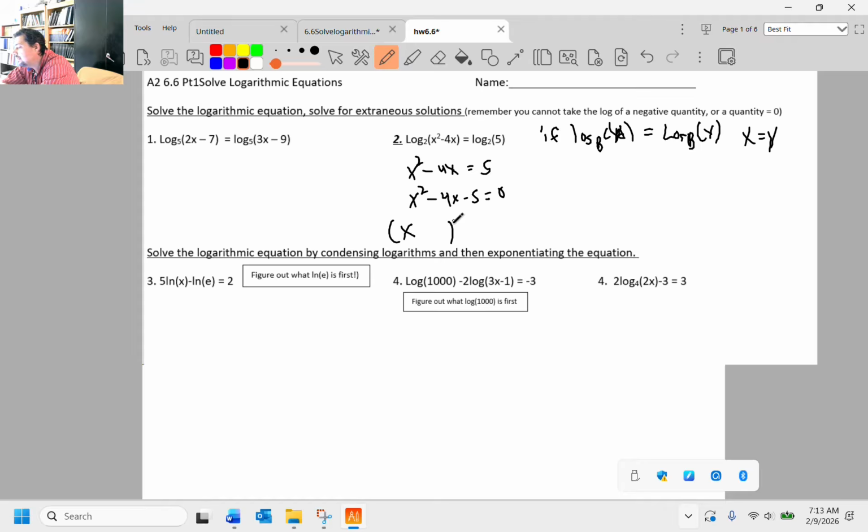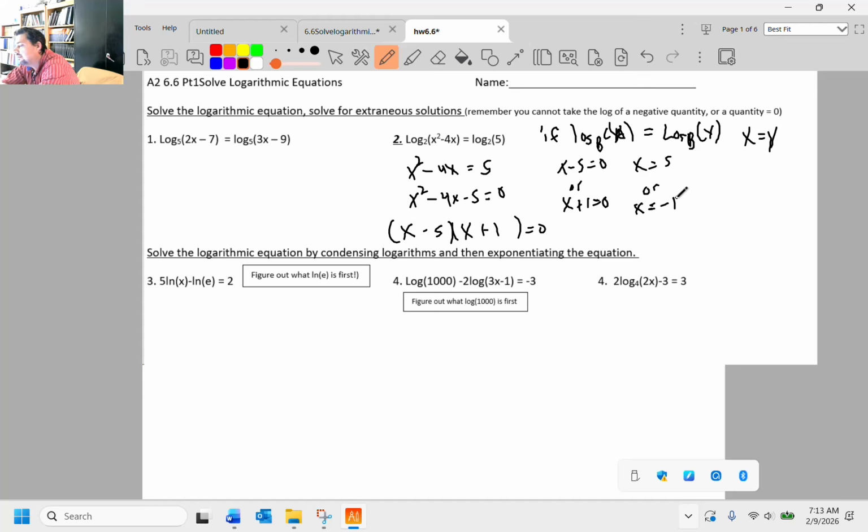See, it takes an x and an x to make x squared. Factors of 5 are going to be 5 and 1. I want it to be a -4, so minus 5 plus 1. Easy peasy lemon squeezy. By using the zero product property, x minus 5 is 0, or x plus 1 is 0, which means that x is 5 or x is -1.